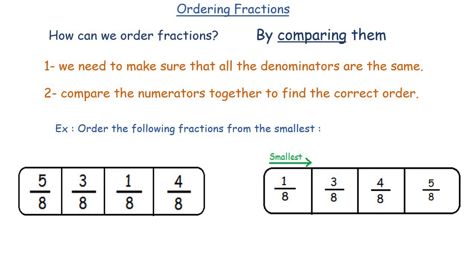Okay, so this is how we order the fractions. We need to make sure all the denominators are the same. Then after that, we compare them one by one to find the correct order, starting from the smallest. And each time we need to ask ourselves which one of them is the smallest fraction. Okay, perfect. Now, I need to do some more exercises so you can understand more the idea of ordering fractions.